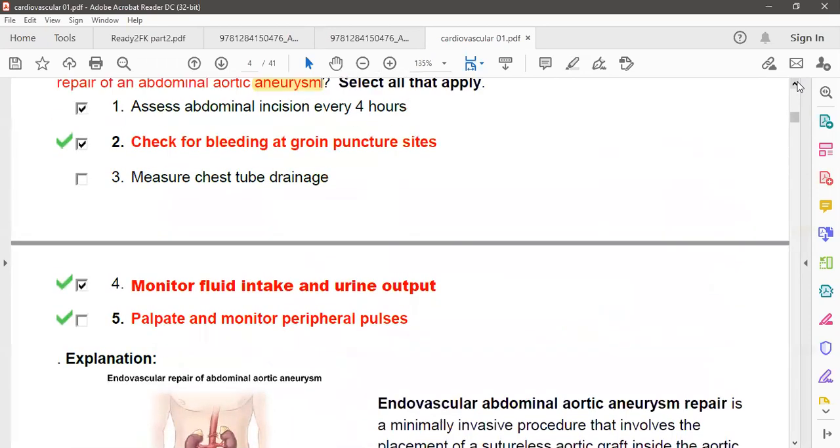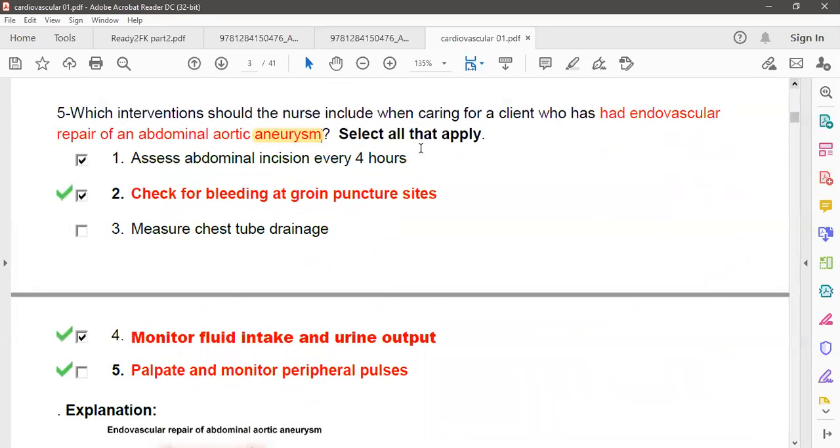Let me go back to the question first. What nursing interventions should be included when you take care of a patient who is diagnosed with an abdominal aortic aneurysm? Select all. Assess the abdominal incision every 4 hours. So the examiner always wants to confuse you.